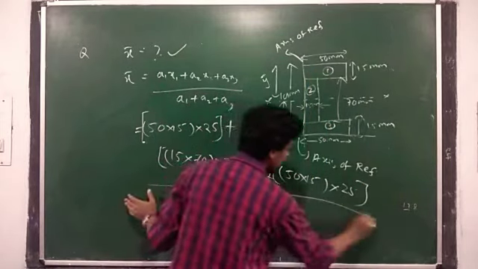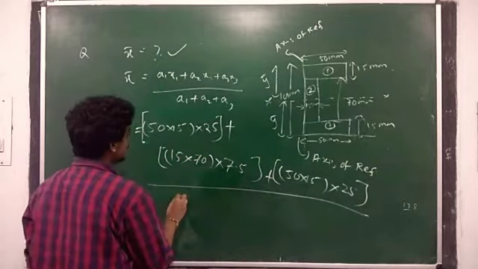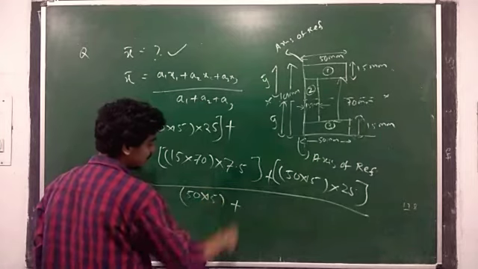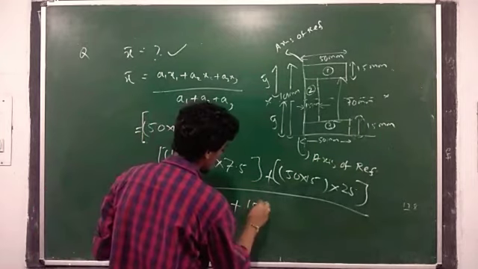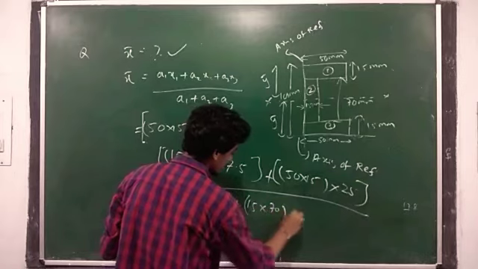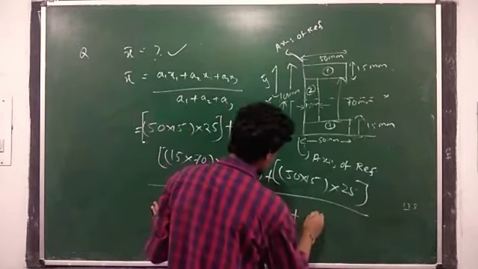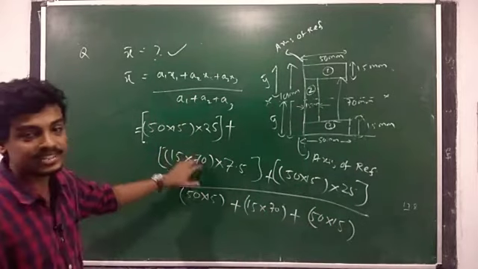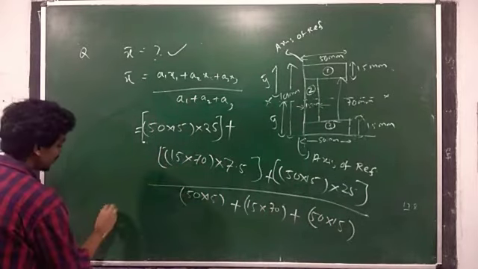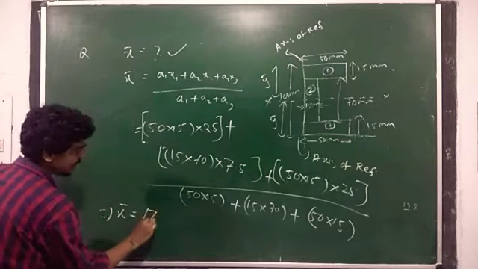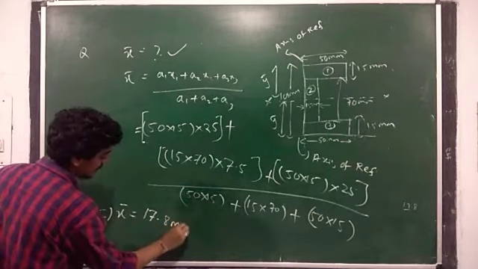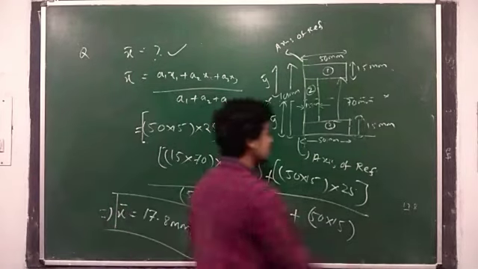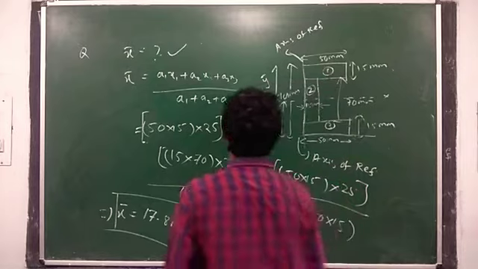By total area: a1, that is 50 into 15, plus a2, 15 into 70, plus 50 into 15, that is a3. If you calculate this value, you will get the x bar value as 17.8 mm. So this is your answer for x bar. This is the center of gravity value.